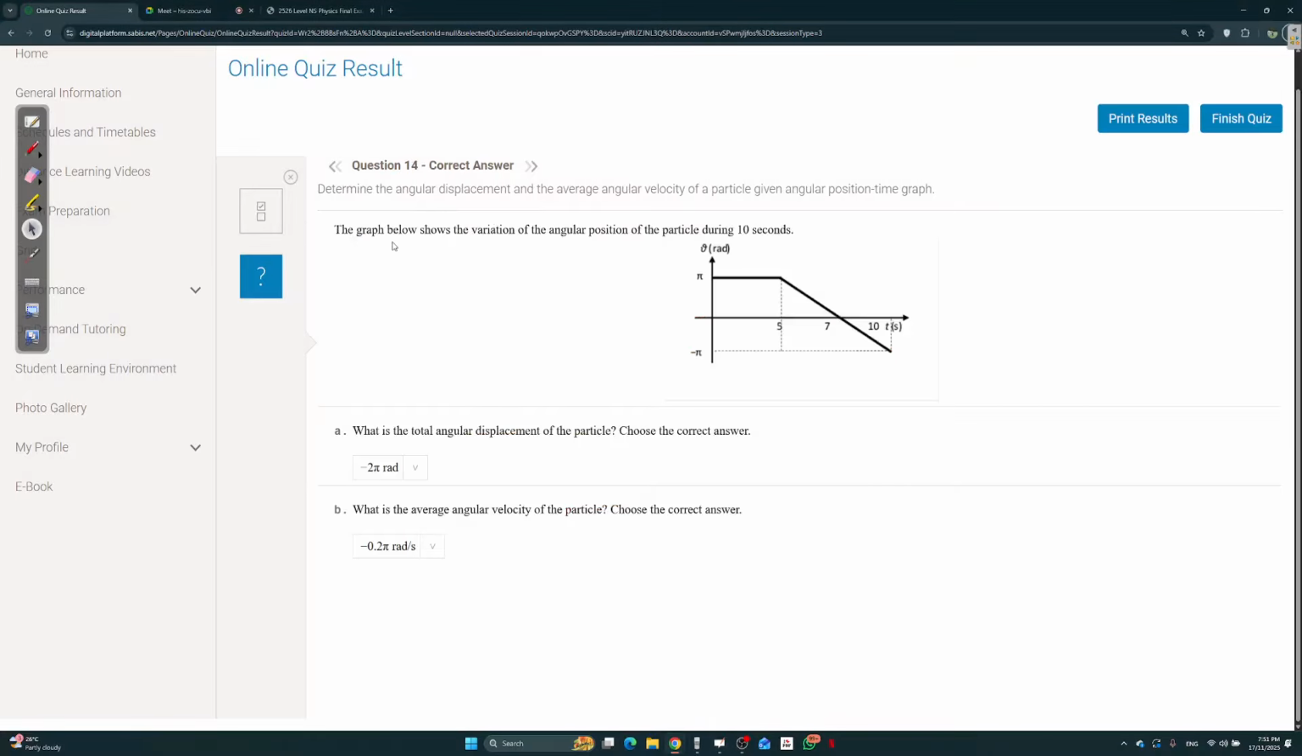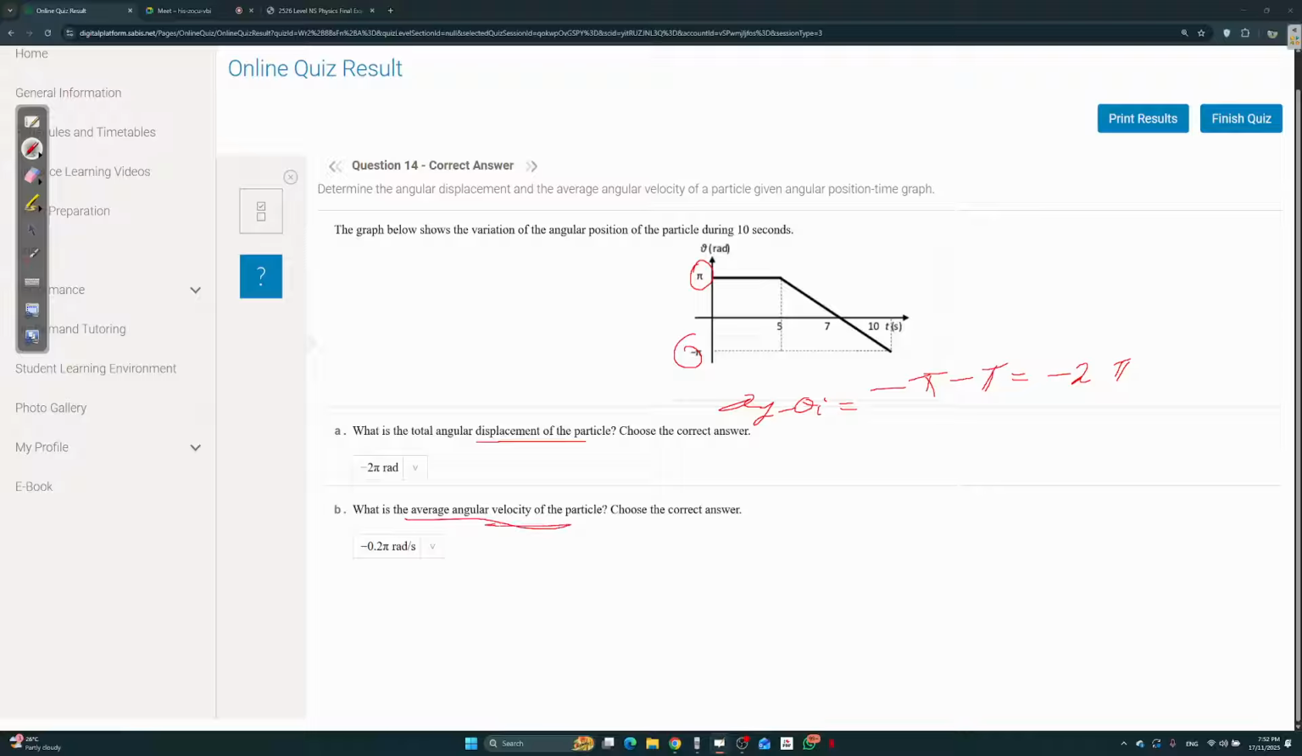Over here, the graph below shows the variation of the angular position during 10 seconds. What is the total displacement? If you're going from pi to minus pi, how do you find the displacement? You just do theta final minus initial. It's so easy. So negative pi, which is the final, minus the initial, which is pi. So you get negative 2 pi.